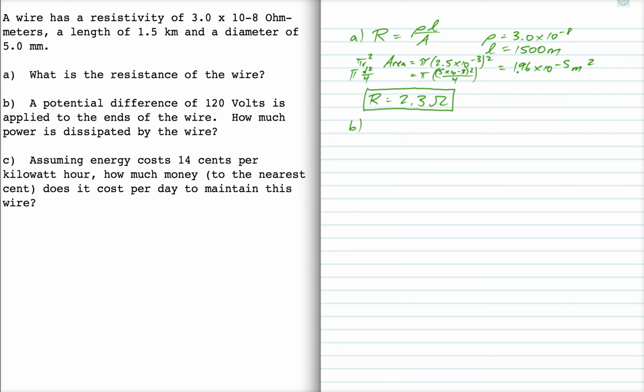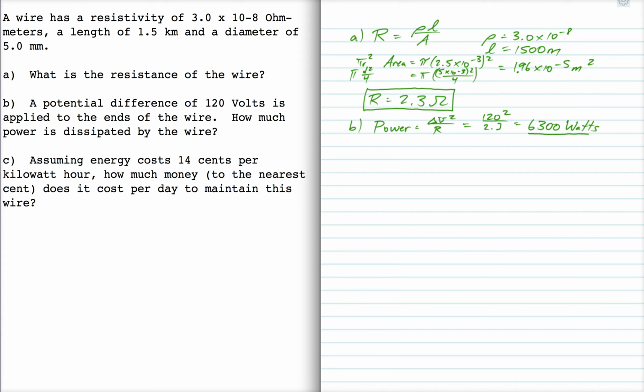Part B, we're given a potential difference and asked to calculate the power. So the formula we have for power dissipated is, well, you can use a variety of formulas here. I think the easiest one to use is delta V squared over R. Okay, and that's 120 squared divided by 2.3, which is 6,300 watts.